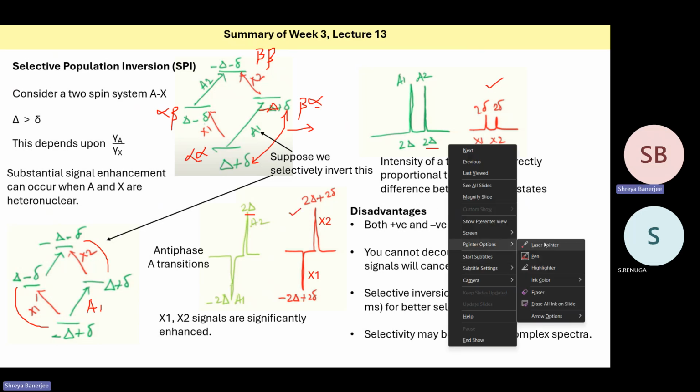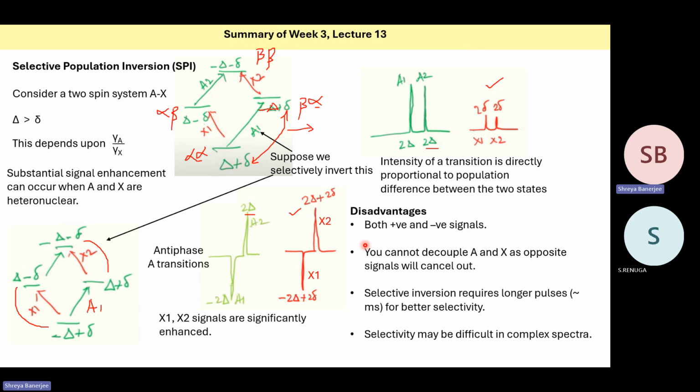That is the advantage. But there are also certain disadvantages. One thing is that you have both positive and negative signals. And you know, in NMR, we generally want the spectra in such a way that all the signals are positive. So that is a disadvantage. Second thing, you cannot decouple A and X. So suppose, what is decoupling? If you decouple this, you will get a single peak. If you decouple this, you will get a single peak. But if you decouple this or this, they will cancel out because they are in opposite phase. So you cannot decouple them.